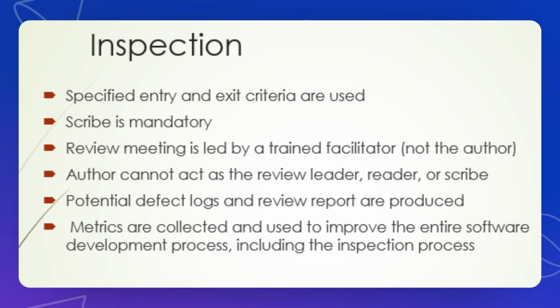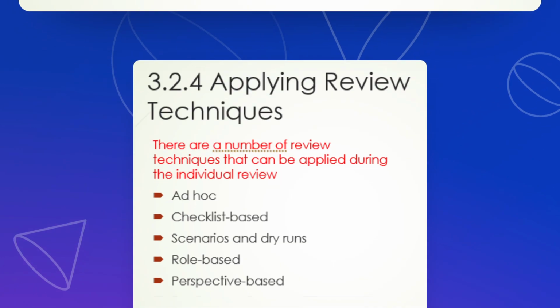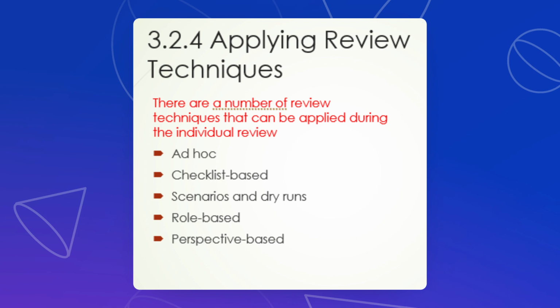So potential defect logs or review reports are produced. Metrics are collected and used to improve the entire software development process, including the inspection process. So, review process techniques. There are a number of review techniques that can be applied during the individual review: ad hoc, checklist based, scenario, dry runs, role based, and perspective based.